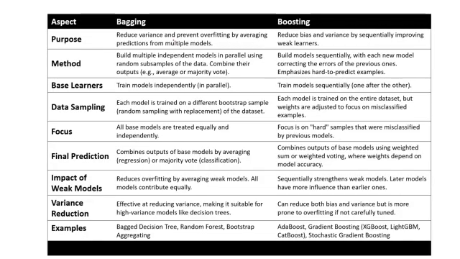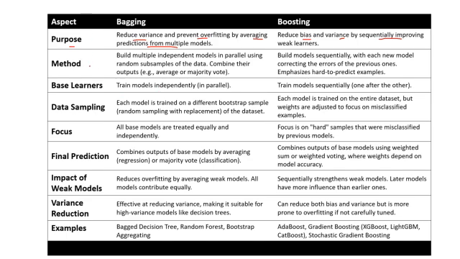Now let's come to the important, main part. You can take a screenshot of this. So here are the differences. When it comes to purpose, bagging reduces variance and prevents overfitting by averaging predictions from multiple models. Whereas boosting can reduce both bias and variance by sequentially improving the weak learners.